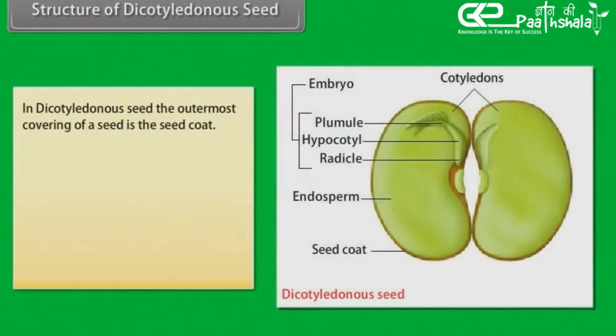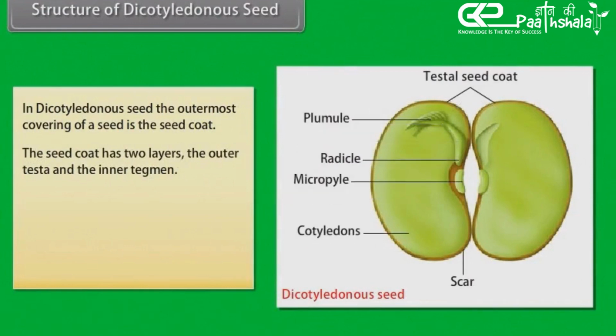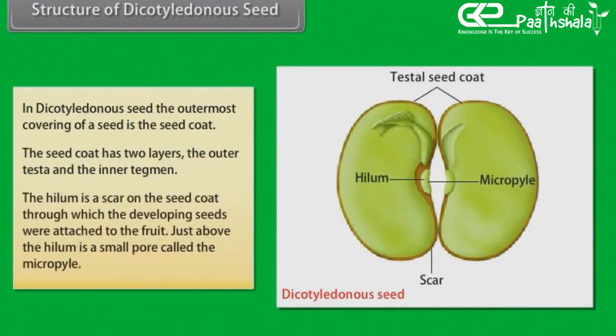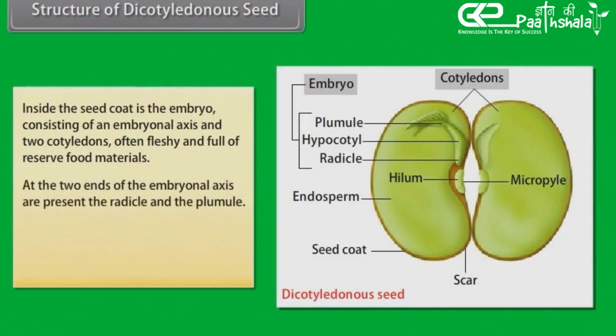Structure of dicotyledonous seed. In dicotyledonous seed, the outermost covering of a seed is the seed coat. The seed coat has two layers: the outer testa and the inner tegmen. The hilum is a scar on the seed coat through which the developing seeds were attached to the fruit. Just above the hilum is a small pore called micropyle. Inside the seed coat is the embryo, consisting of an embryonal axis and two cotyledons, often fleshy and full of reserve food materials. At the two ends of the embryonal axis are present the radicle and the plumule.